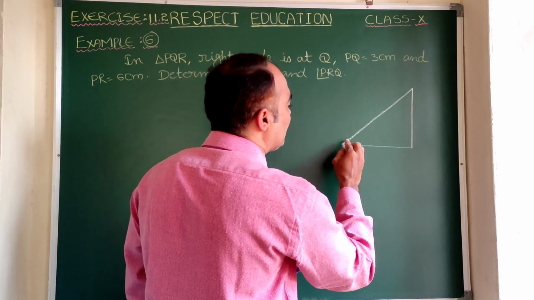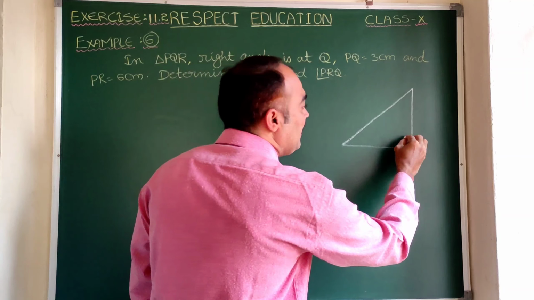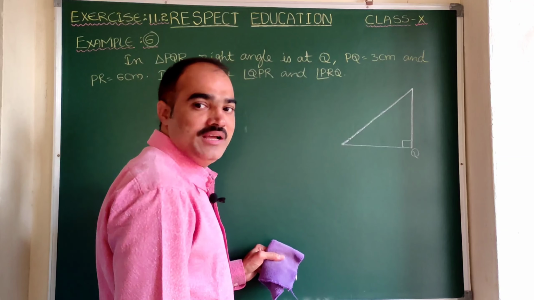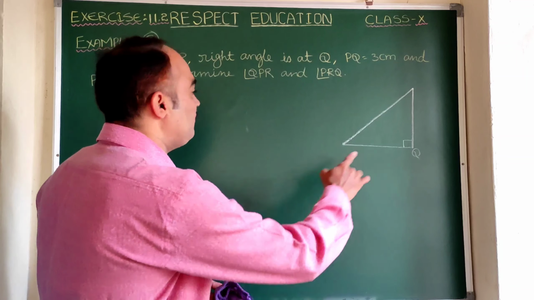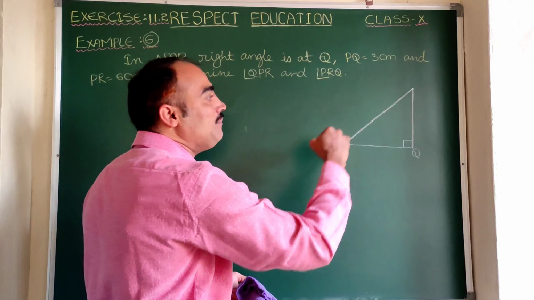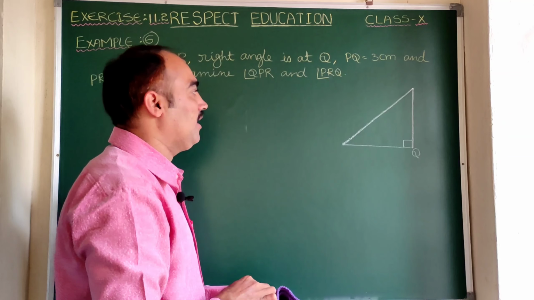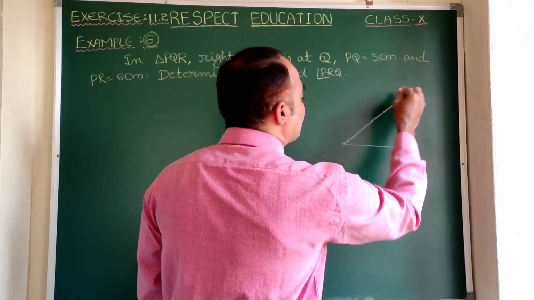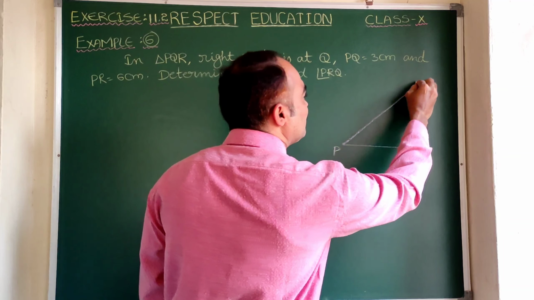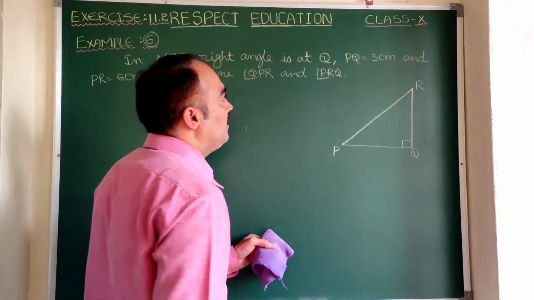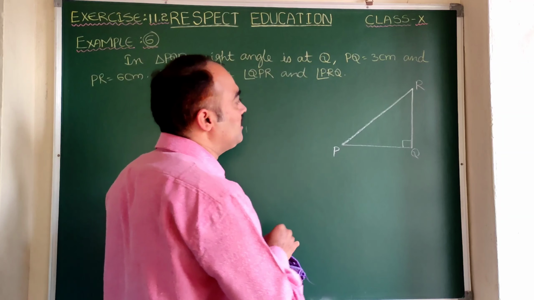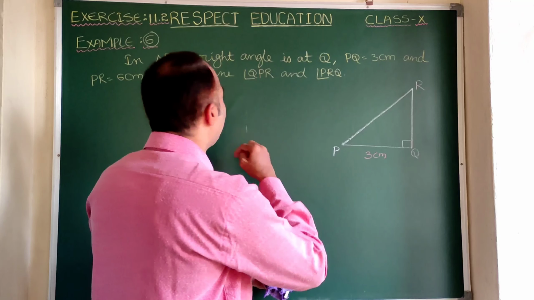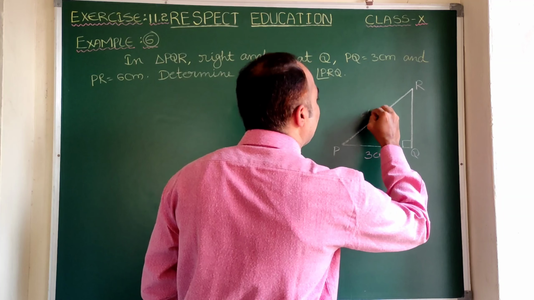PQR is a right angle triangle. Here right angle is at Q. This is the position of Q. It is fixed. Now in PQR, if we write the Q here, what are the remaining letters? P and R. Where to write P? Where to write R? They can write anywhere. For example, here if I write P and this will be R. Now here also given PQ is equal to 3 centimeter and PR is equal to 6 centimeters.